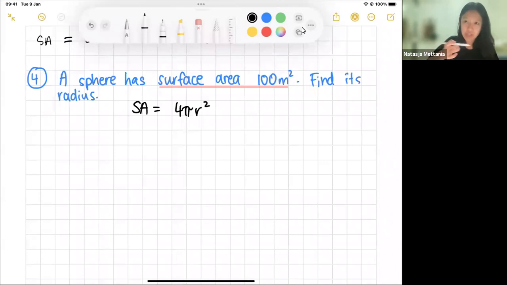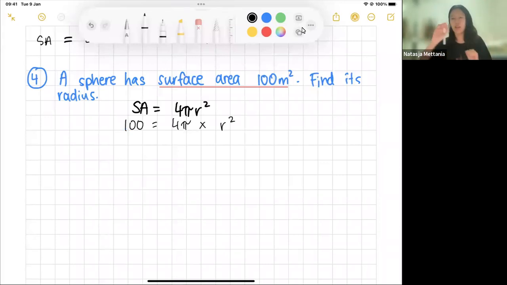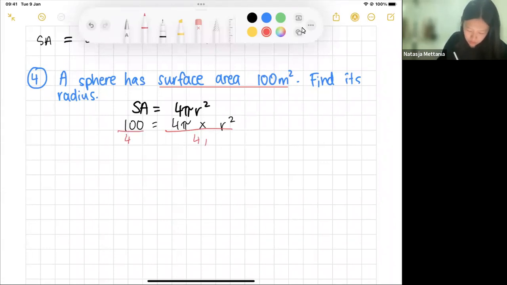Let's sub in what our surface area is, because they've already told us, which is 100, equals 4 pi times r squared. I'm going to separate the 4 pi and the r squared. r squared, I have no idea what it is. 4 pi, they're numbers, so I can do something with them. Now, again, how do I get r squared by itself? Let's divide by 4 pi on both sides. So we get r squared equals 100 over 4 pi.